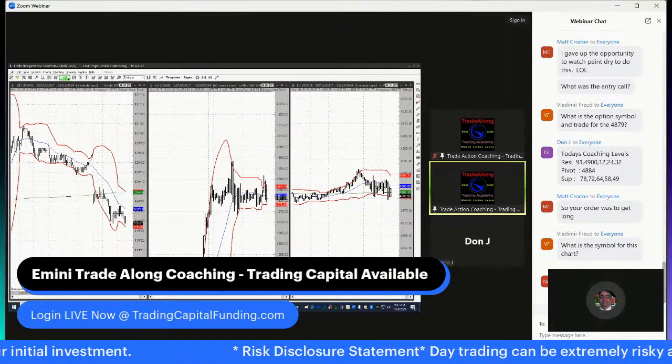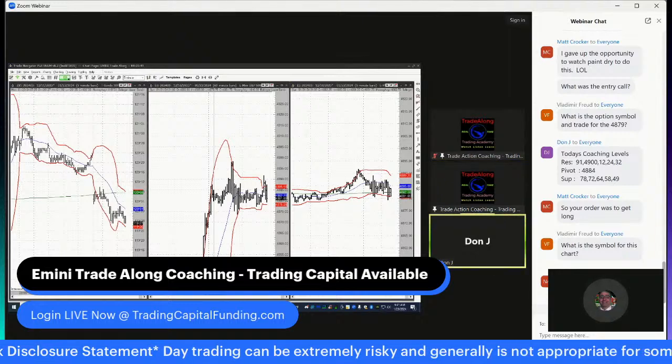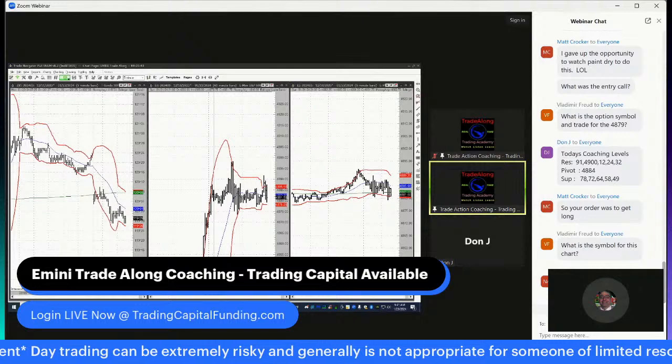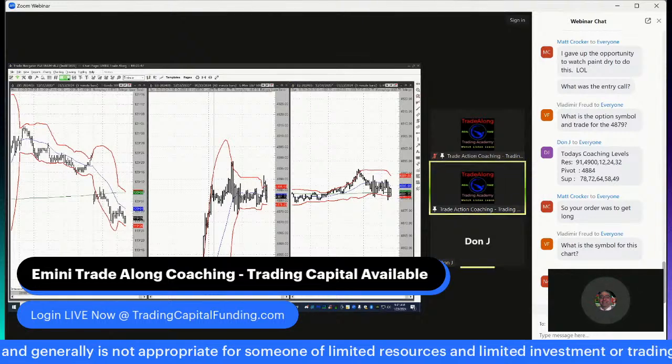Yesterday's levels, sure. I got them right here if you want them. Do you have them printed up? No, I don't. Don't put them on there. I'll just say them out loud.